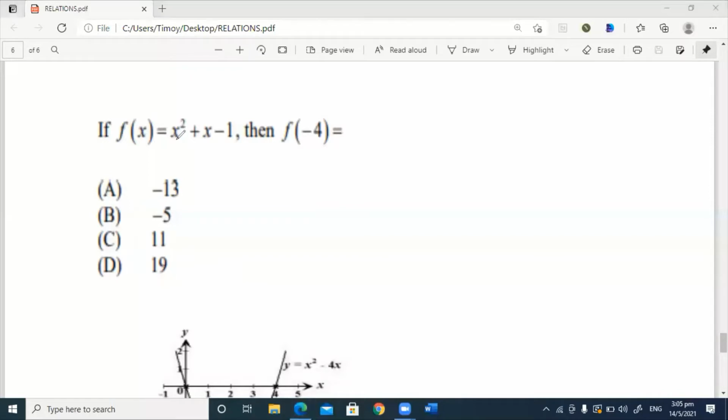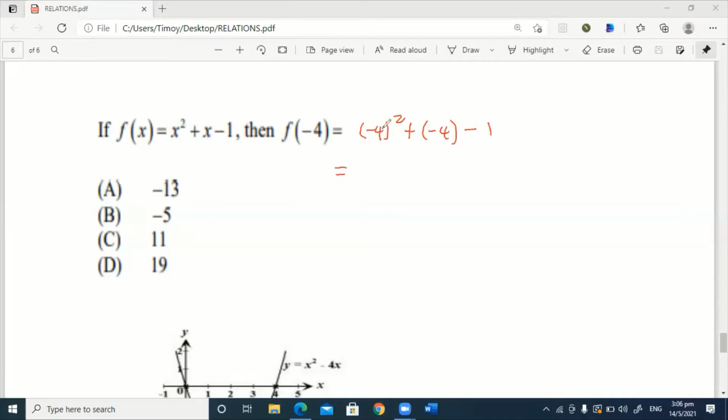If f of x is equal to x squared plus x minus 1, then f of negative 4 is a matter of substituting this negative 4 into this part of the function. So f of negative 4 is going to equal, replace x with negative 4, but you must use a bracket. So you're going to put a bracket, put your negative 4, remember to put back your square, then put your plus, open a bracket, put your negative 4, and then put your subtraction sign, which is 1. Follow the order of operations and simplify.